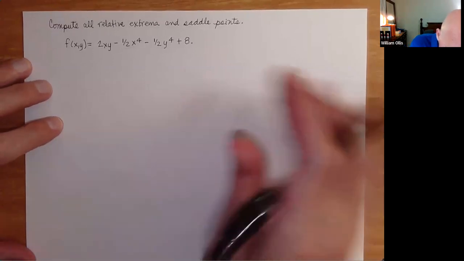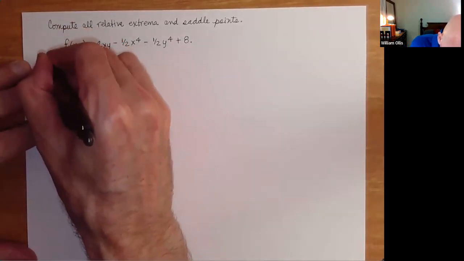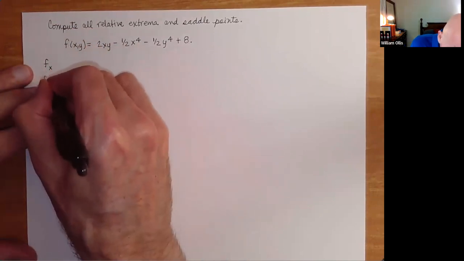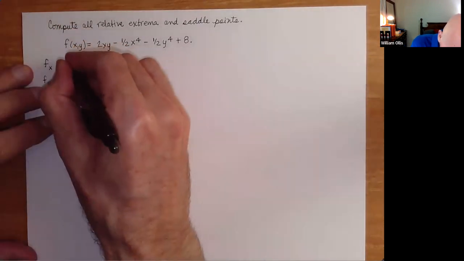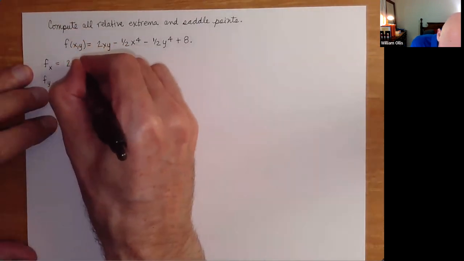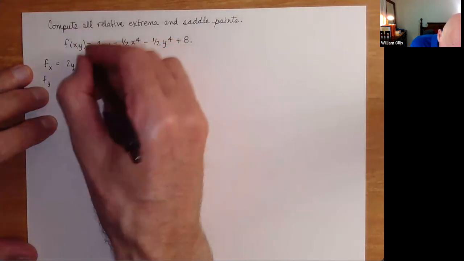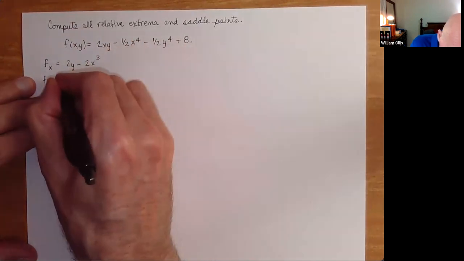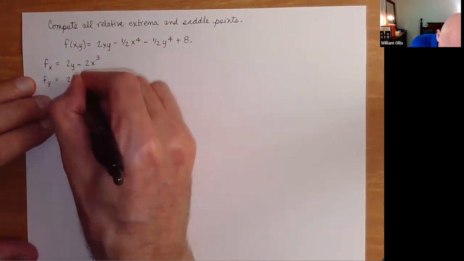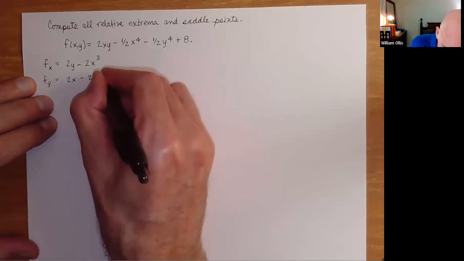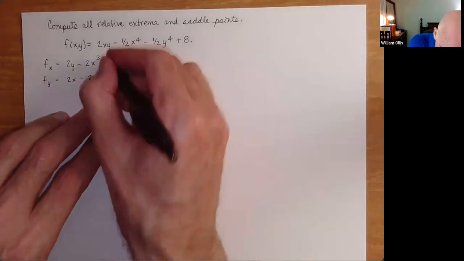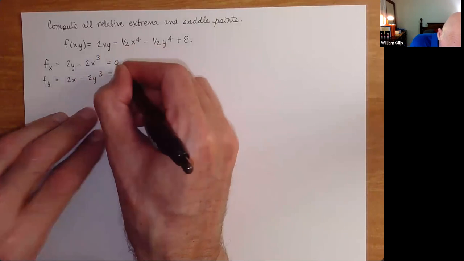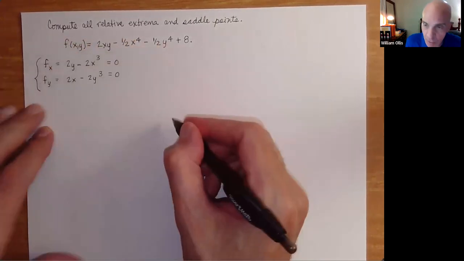So in order to do this, we look at the partial derivatives of f with respect to x and y. So f_x and f_y. This will give us for the x partial 2y, and then of course, 4 times the negative 1/2 is a negative 2x cubed. Likewise, for the y partial, we get 2x minus 2y cubed. Now, just like in Cal 1, we're looking for horizontal tangent planes. So we have a system that we must solve.